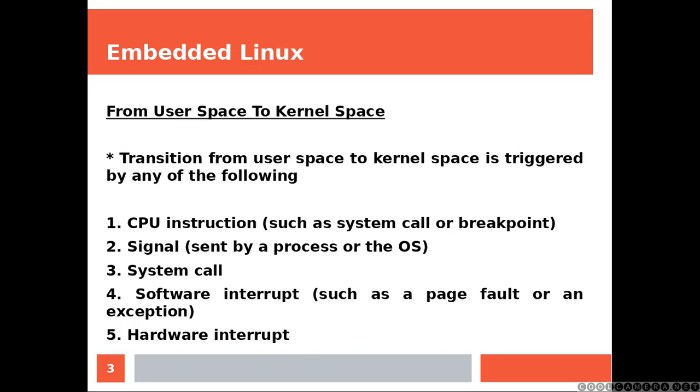Transition from user space to kernel space is triggered by any of the following: a CPU instruction such as system call or breakpoint, a signal sent by a process or the operating system, a software interrupt such as a page fault or an exception, a hardware interrupt.